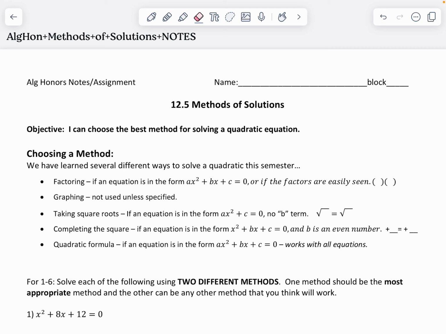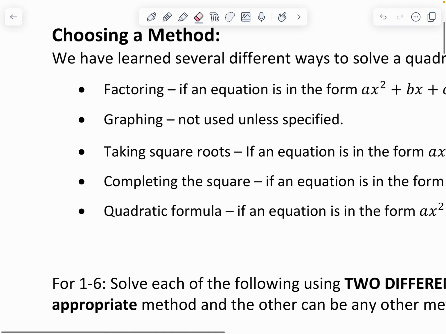I know I passed this paper out on Friday. I just want to make sure that I go through some of these with you so that you remember what it is you need to do. So looking at this, we're going to choose the best method for solving quadratic equations. These are all the methods that we have learned so far.